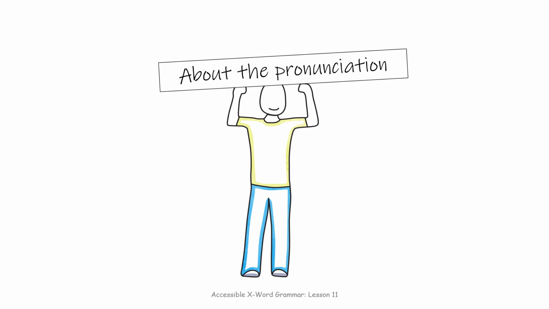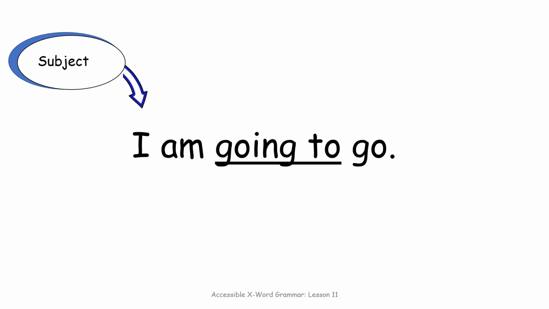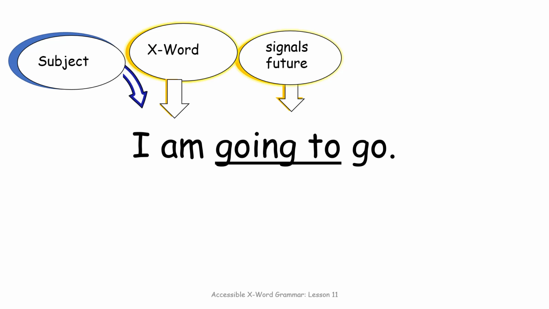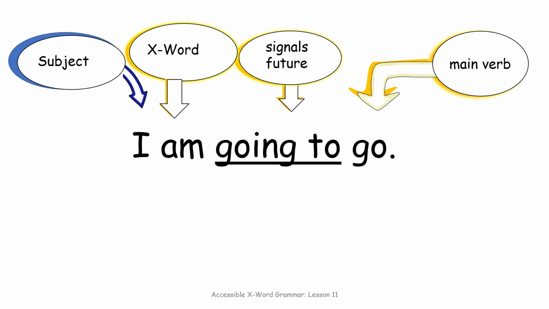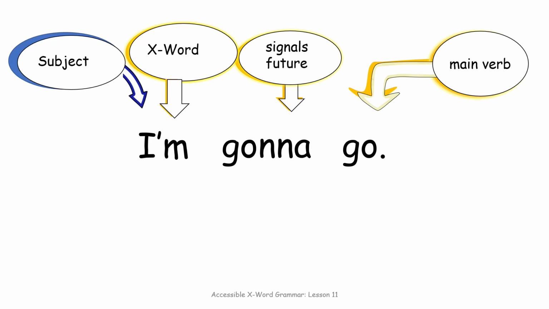About the pronunciation, you have probably noticed that most Americans contract going to to gonna. Look at this example. I am going to go. I is the subject, the X word is am, going to signals the future, and the main verb is go. But when we say it, I am going to go becomes I'm gonna go. I am contracts to I'm. Going to contracts to gonna. The main verb in the example is go.